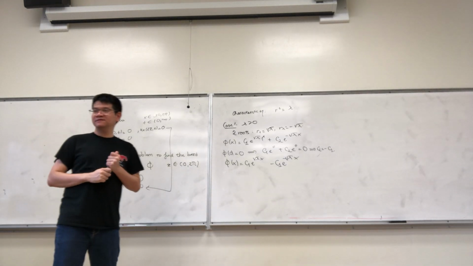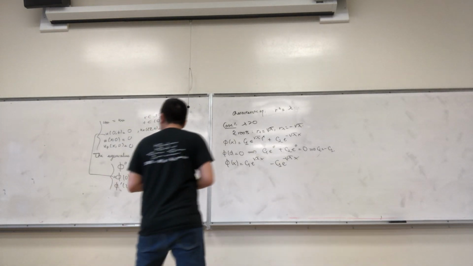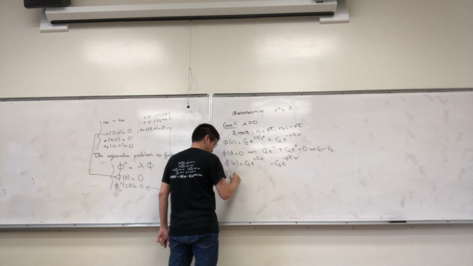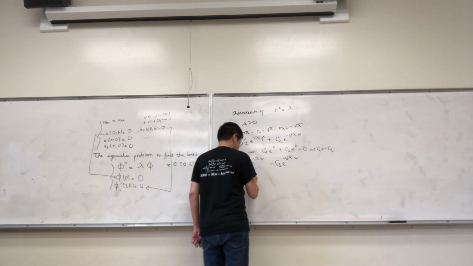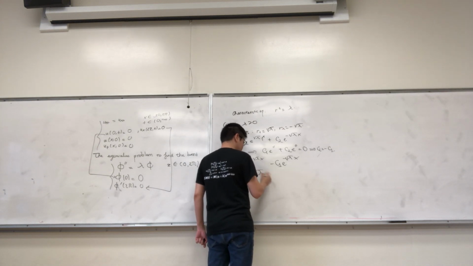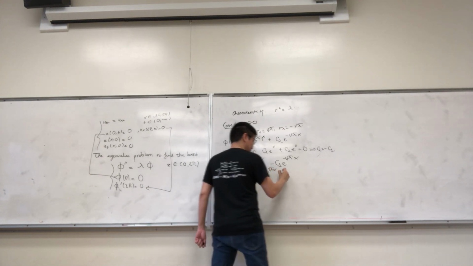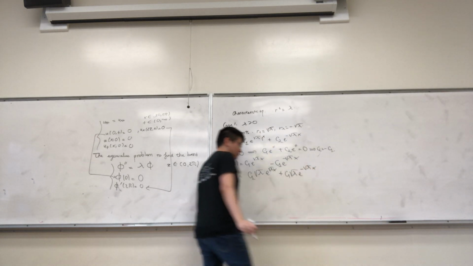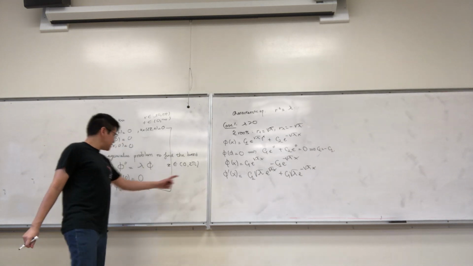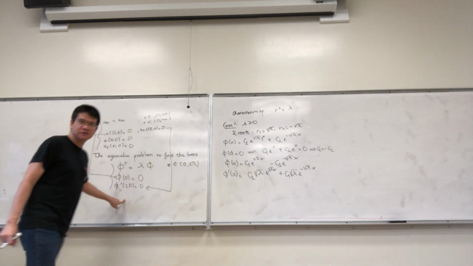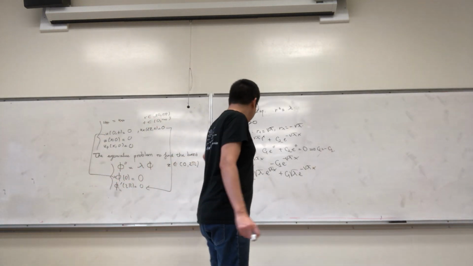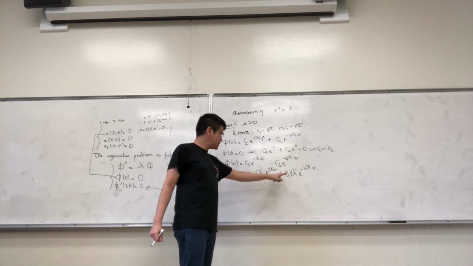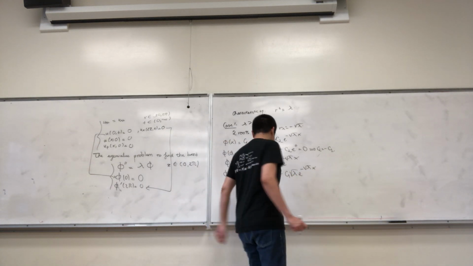Plug in the second boundary condition. Because the second boundary condition involves a derivative, you're going to have to take the derivative of this. The derivative is C1 square root of lambda e to the square root of lambda x plus C1 square root of lambda e to the minus square root of lambda x.